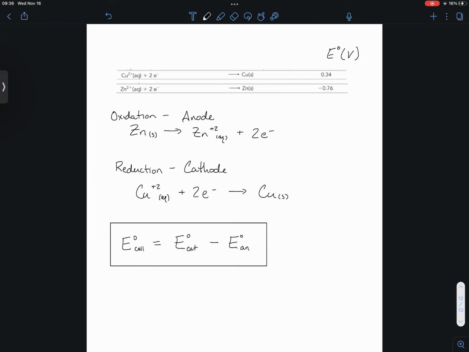You guys are going to tell me what the potential of this battery is using this table here, the fact that we know what our anode and cathode reactions are, and then using this equation here. So everybody take a minute to tell me what the potential of my battery is here.